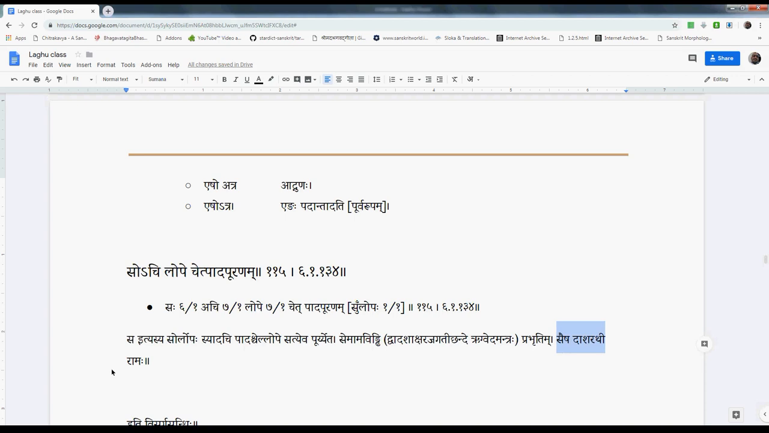Here also, in saisha dasharathi ramaha, you can count, there are 8 letters, therefore this is ashtakshara, ashtakshara anushtubh chanda, anushtubh chanda shloka.